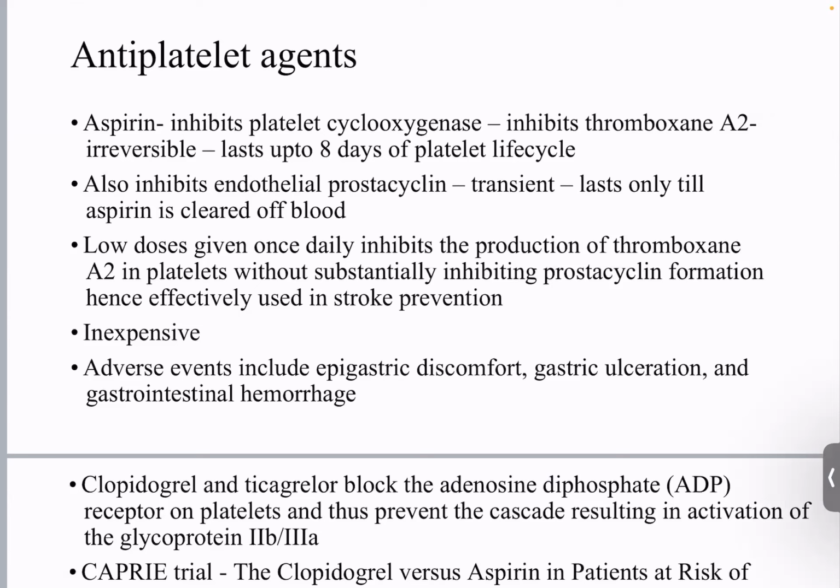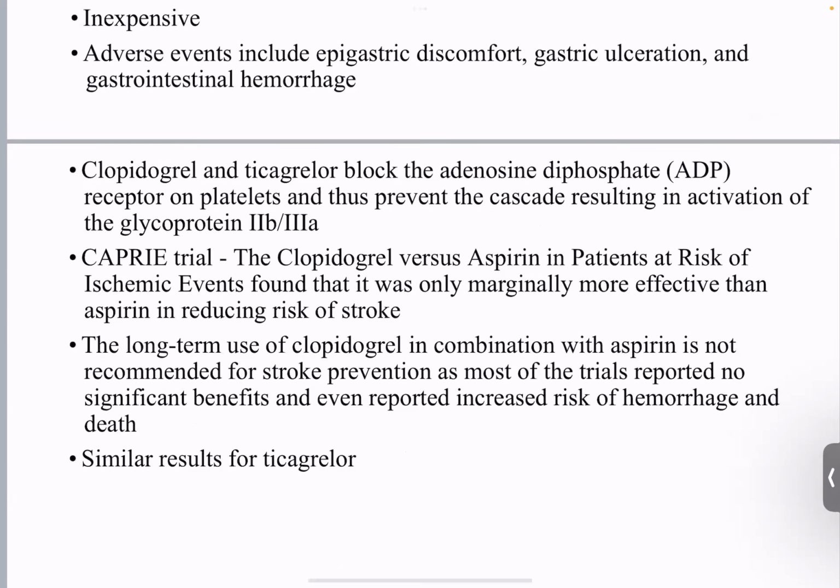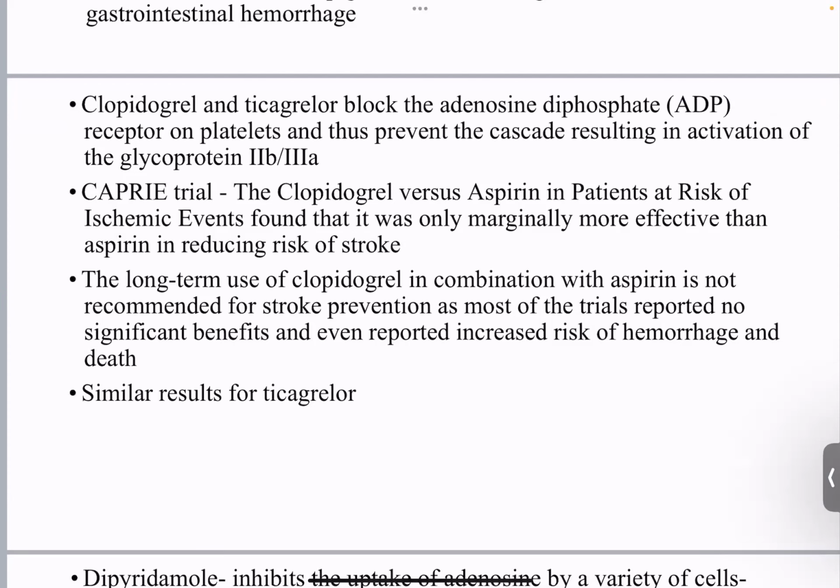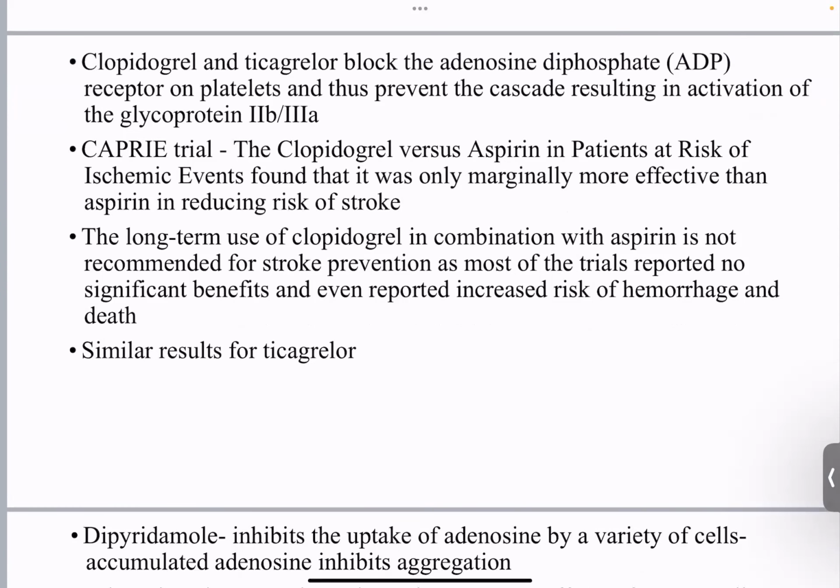So low dose aspirin given once daily inhibits the production of thromboxane A2 alone without inhibiting prostacyclin. So it is effective in stroke prevention. Again, it is inexpensive. Adverse effects include epigastric discomfort, gastric ulceration, and GI bleeding. Moving on to the next antiplatelet agents in stroke prevention, clopidogrel and ticagrelor both block the adenosine diphosphate receptor on platelets and thus prevent the cascade resulting in activation of the glycoprotein 2b3a complex.